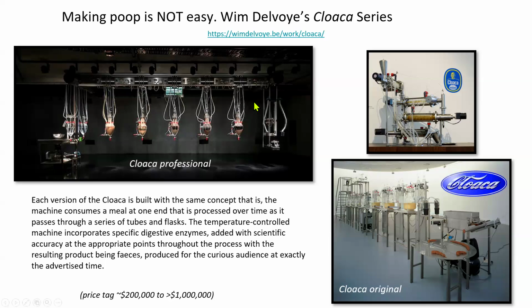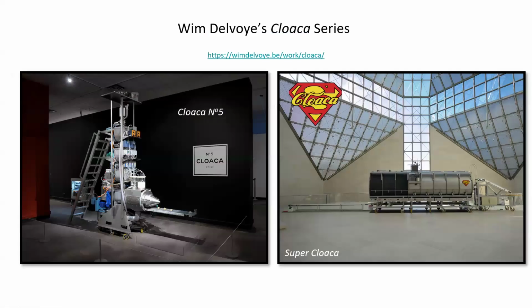So these are some of his Cloaca machines. He has them all temperature controlled with very specific digestive enzymes and mechanical processes. And you can go to these art installations and watch the machines run. They've been sold across the world for price tags ranging from $200,000 to $1 million for these installations that essentially are just machines that create poop.